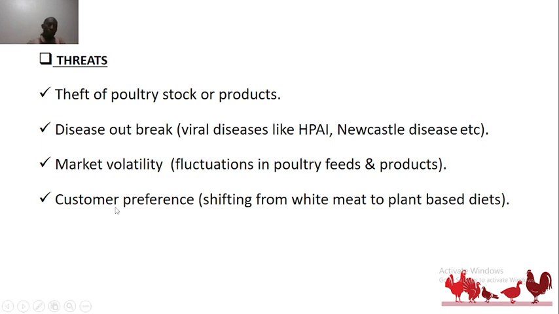The other issue is customer preference. We have seen the saga of these antiviral drugs within poultry birds. People are complaining. We find that consumers are tending to shift from white meat like pork and chicken meat to a plant diet because of customer preference.